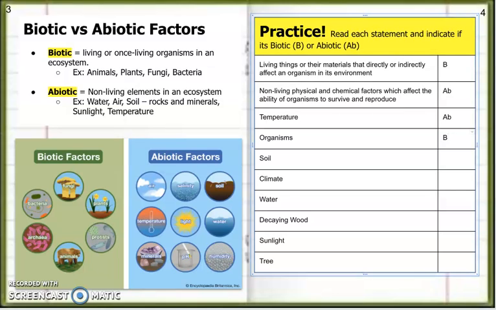So you're going to do the rest on your own. Soil, climate, water, decaying wood, sunlight, and tree. You're going to indicate if they're biotic or abiotic. At this time, you can go ahead and pause the video so you can finish this up.